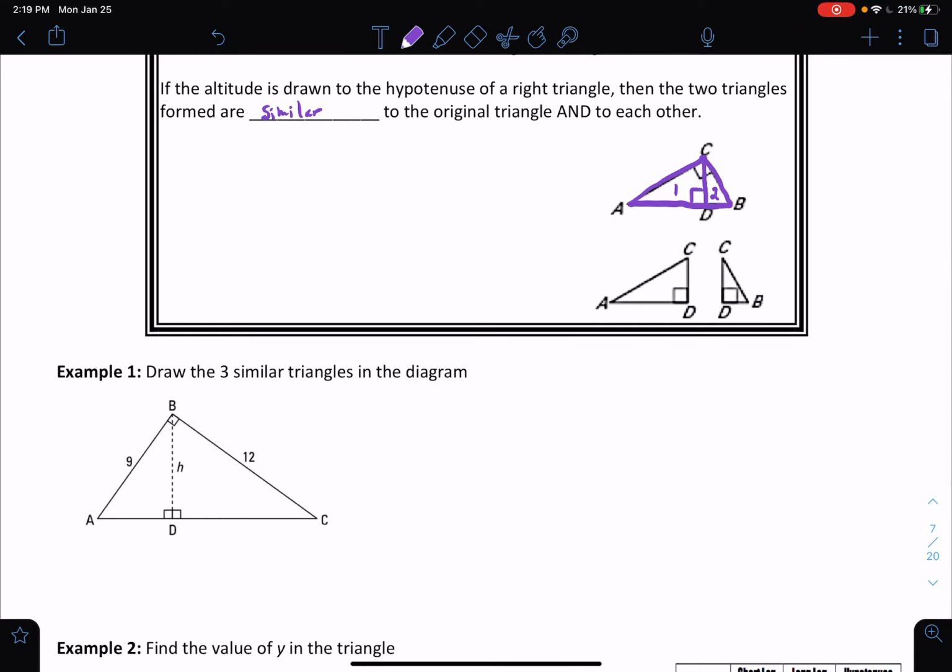So the first triangle is going to be the big triangle, and that would just be triangle ABC, where B is my 90-degree angle. And in the original diagram, there are two other angles, right? Angle A and angle C. So angle A, I'm going to call one swoop, and angle C, I'm going to give two swoops, just to designate all the different angles that are there. So angle A here, one swoop, angle C, two swoops.